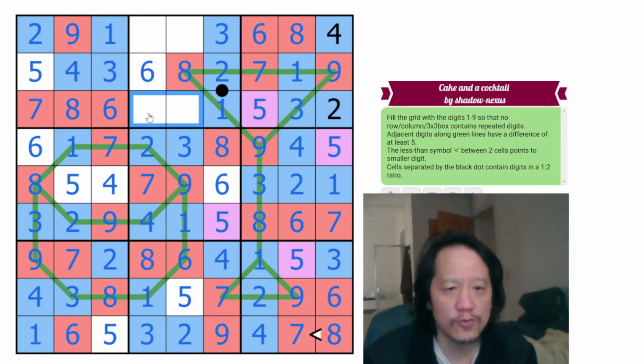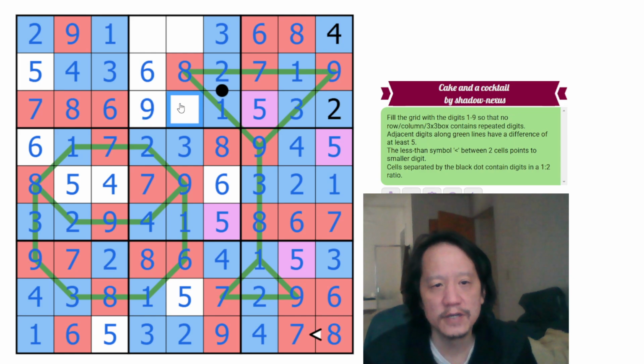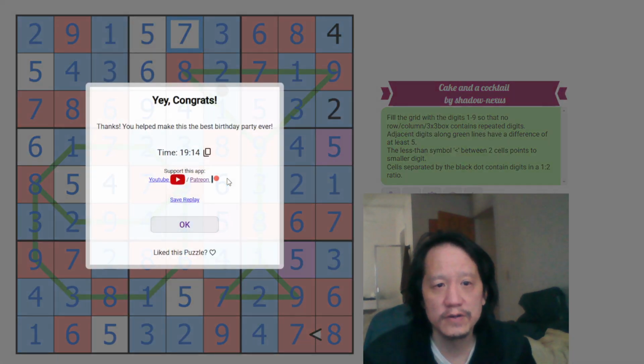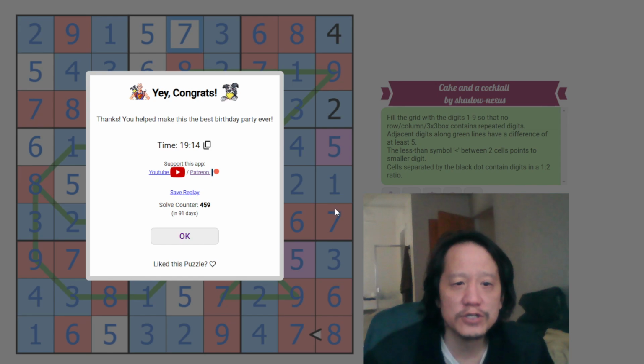This has to be 4, 9. This can't be 4, so this is 9, which makes that 4. What's left here? This has to be a 5, and this has to be 7. And that's a solution. Thanks, you helped make this the best birthday party ever.